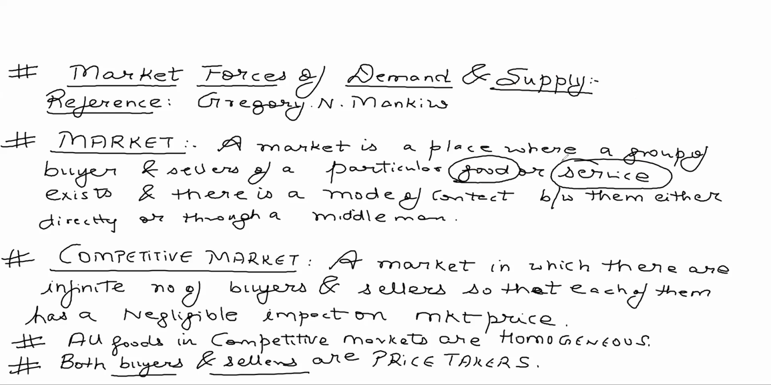Okay, and then competitive markets, I hope all students have understood. Infinite number of buyers and sellers, they have negligible impact on the market price. They are all price takers. Price is fixed by the industry. They take the price as given, and all the goods sold in competitive markets are homogeneous. Okay, so moving forward now, let's talk about what is meant by demand.